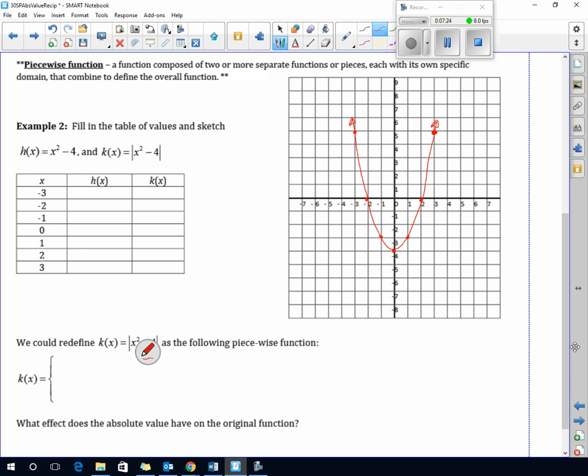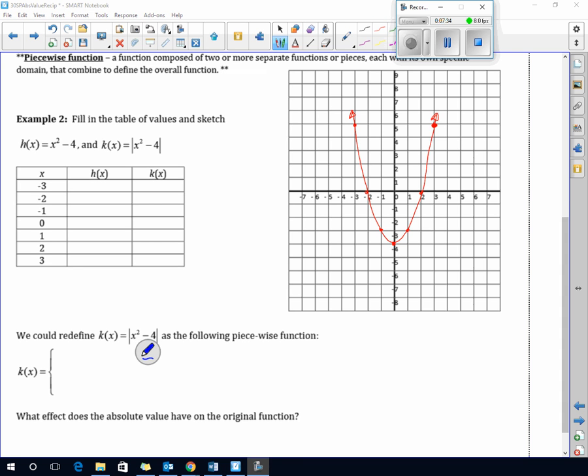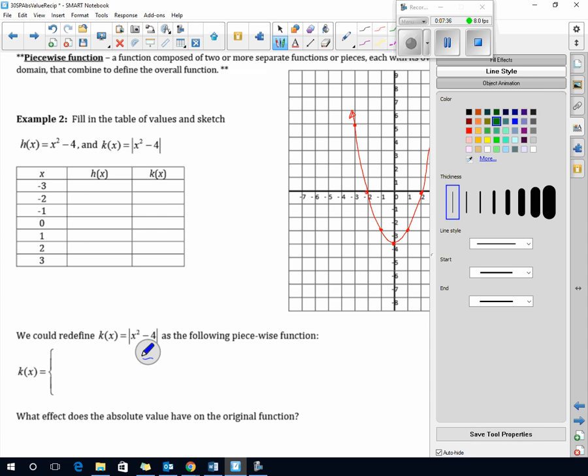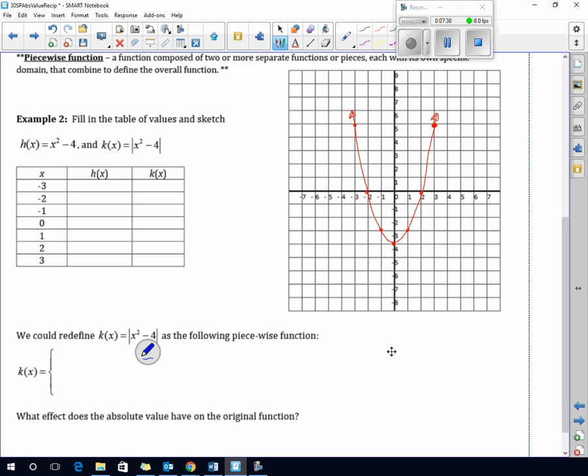For the people that don't know how I got this parabola, yes, you could go back to the basics and get your table of values. If you plug negative 3 in there and you square it, what do I get? 9. 9 minus 4 is 5. Do you see I have negative 3, 5 right there. Negative 2 goes in there. Square it. I get 4. 4 minus 4 is 0. Do you see at negative 2 I have a 0?